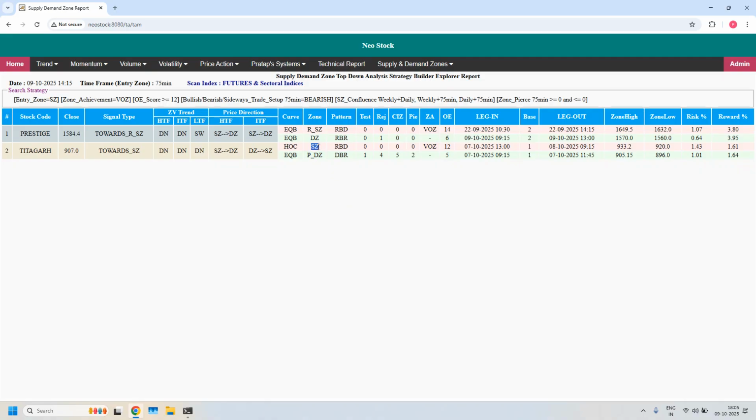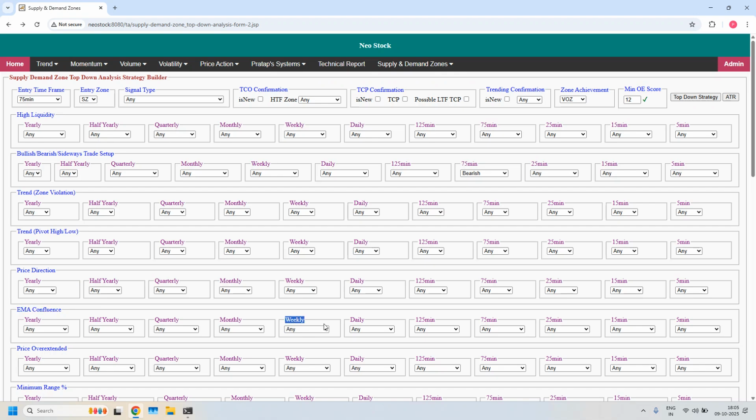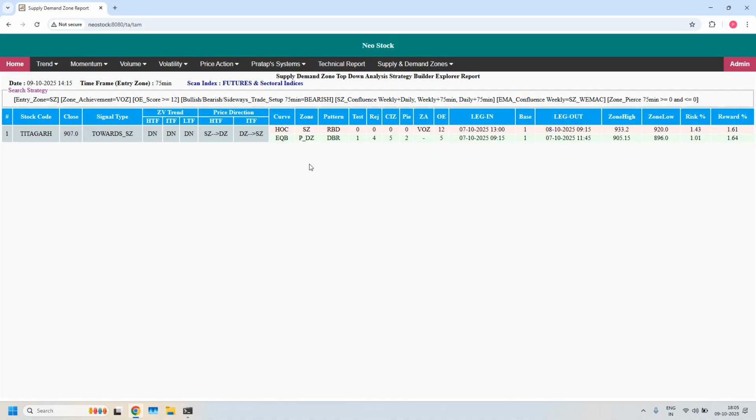In both the stocks, these 75 minute supply zones overlapped with the daily supply zone. Both together again overlapped with weekly supply zone. And also weekly trend is downtrend in both the stocks. So let's further filter based on weekly supply zone having weekly EMA confluence. One stock is filtered. So this 75 minute supply zone might be having more high probability to get success, provided less than 20 checklist items are satisfied. Otherwise, the higher chances of zone violation. So this is about weekly income trade.